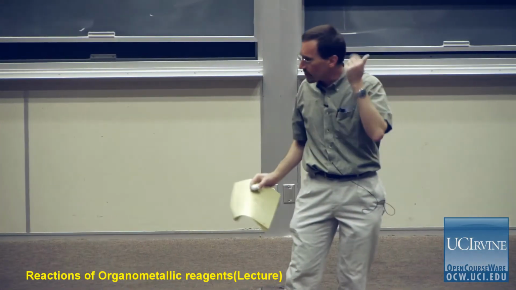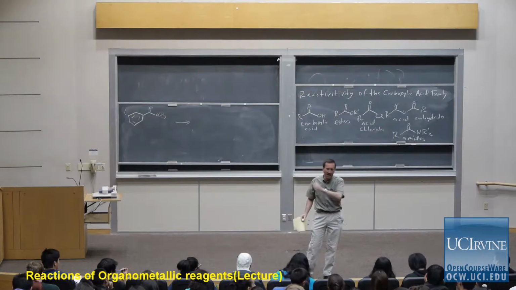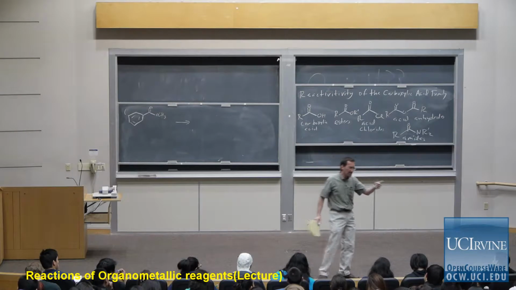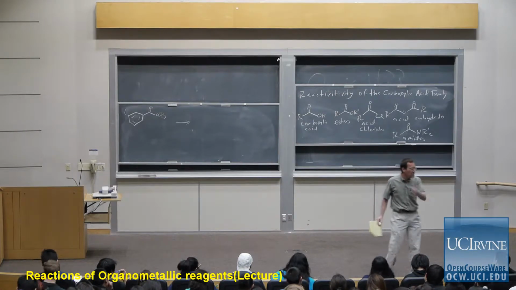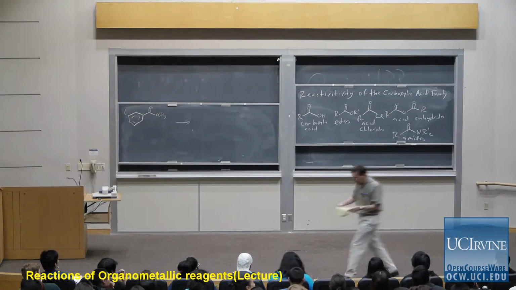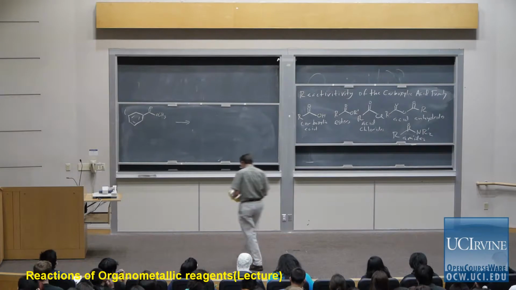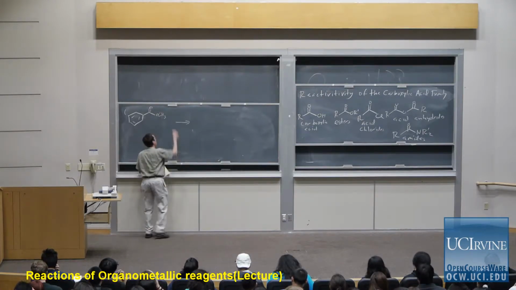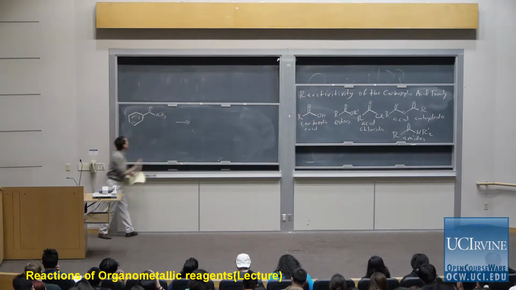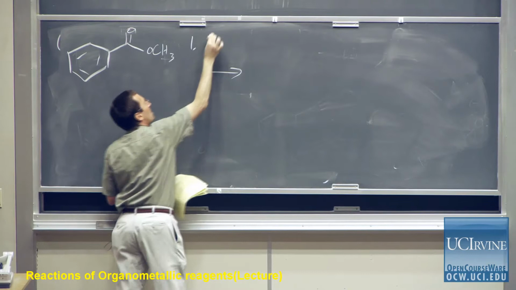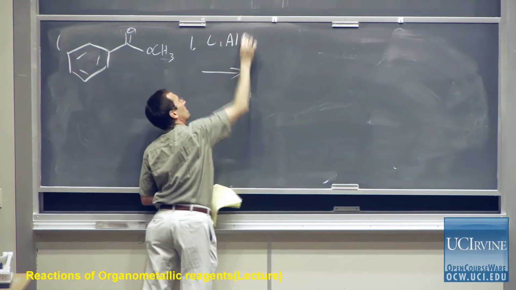Hydride sources, particularly lithium aluminum hydride, just reduce everything. Alkyllithium reagents like methyl lithium just add to everything as much as they can. Ditto for Grignard reagents with certain exceptions. So again, a very broad brush view from 30,000 feet, but we're going to take a specific reaction. We're going to take methyl benzoate here to exemplify our point, and imagine treating it with lithium aluminum hydride.